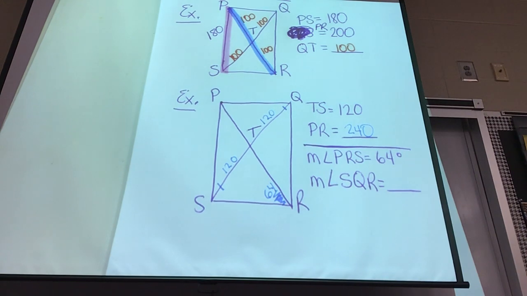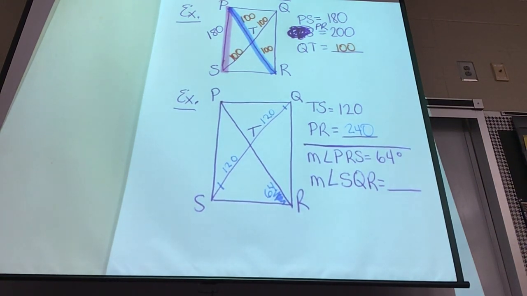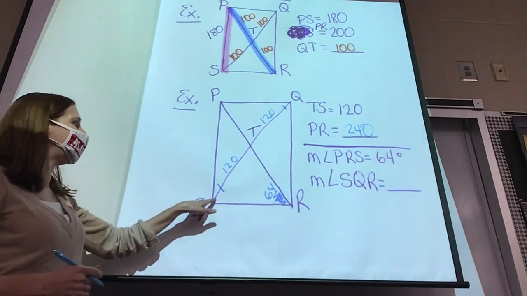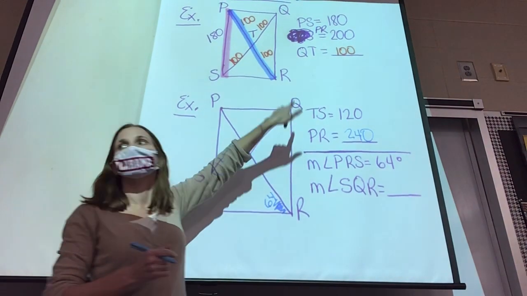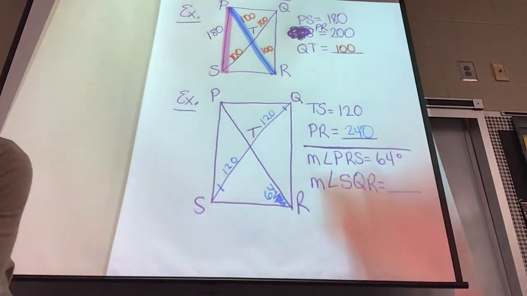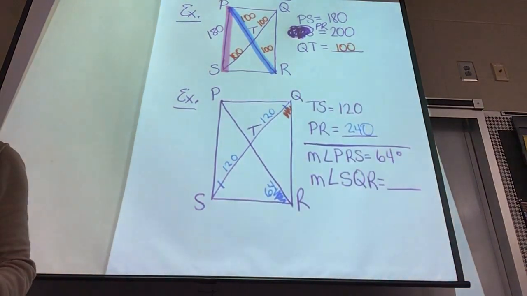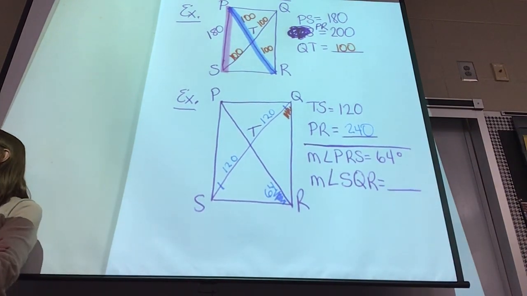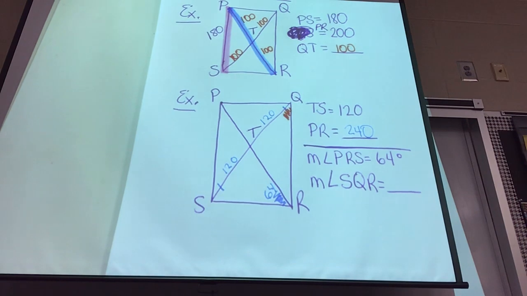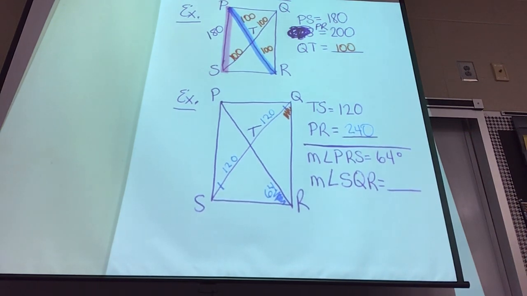Now, I need to know what SQR is. Where is SQR? Very close. SQR, they're talking about this angle right here. They want to know this one right here. They want to know the orange one. Now, how is only knowing 64 going to help me? Divide by 2. You get 32.